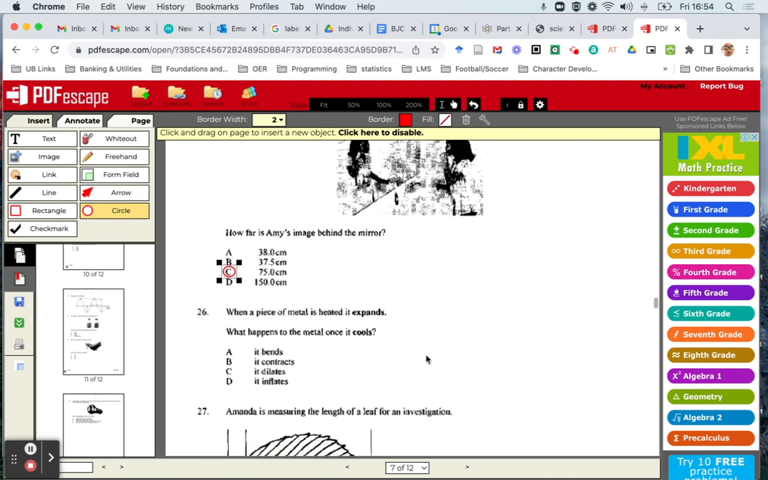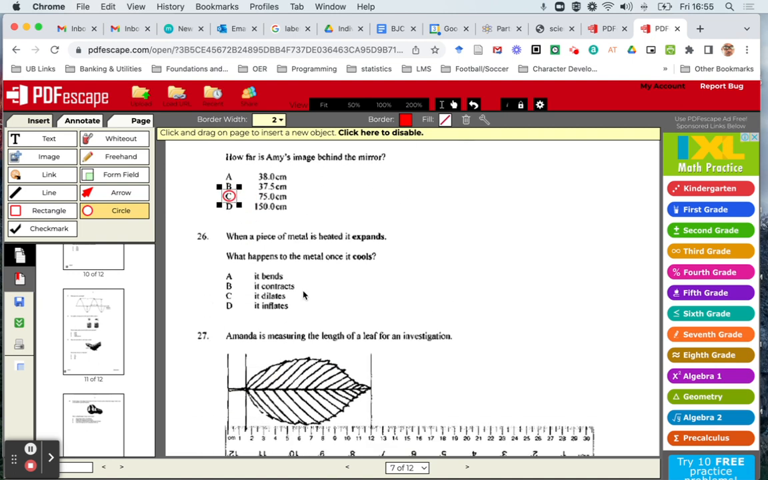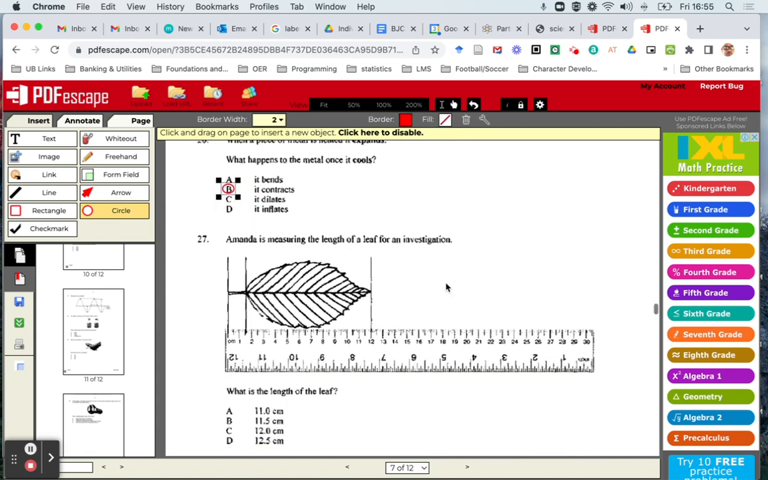When a piece of metal is heated, it expands. What happens to the metal once it cools? Well, the opposite of expansion is contraction, so that's going to be B. Contraction just means it gets smaller.